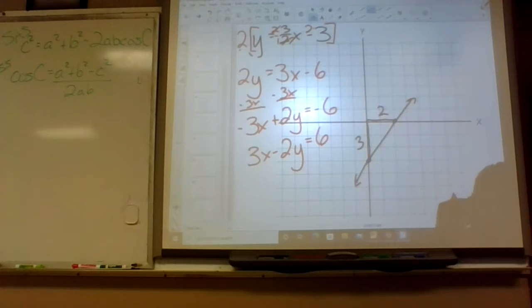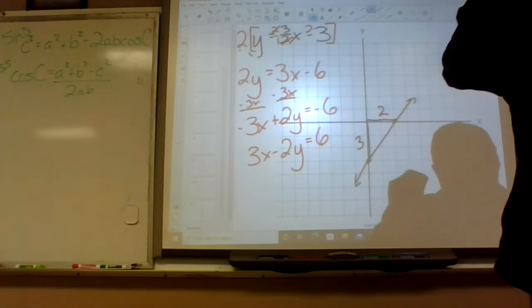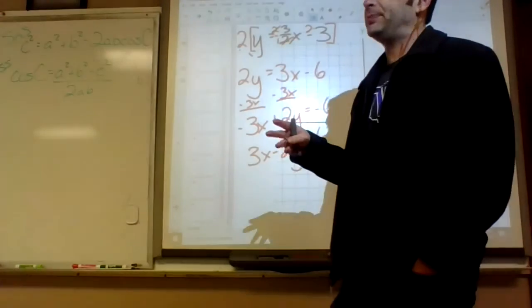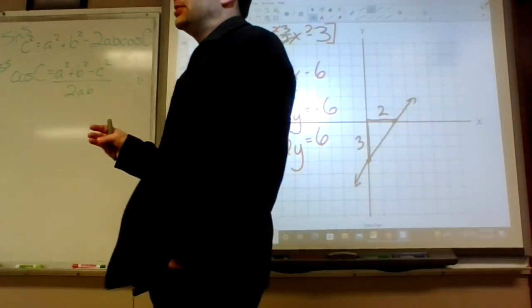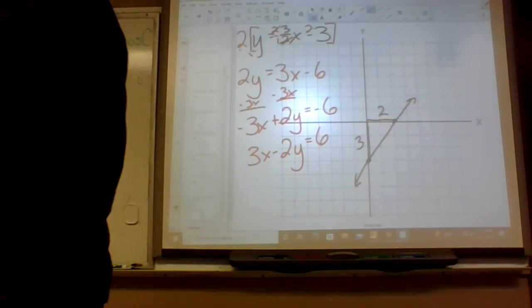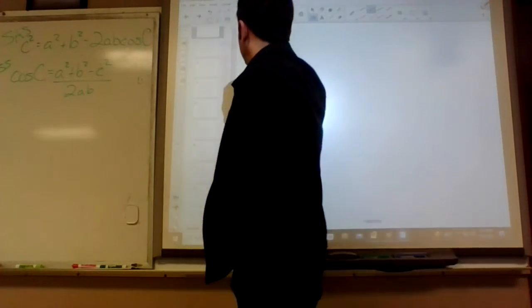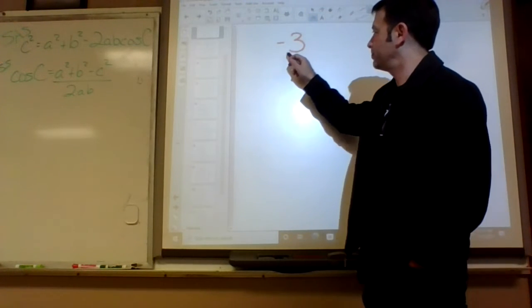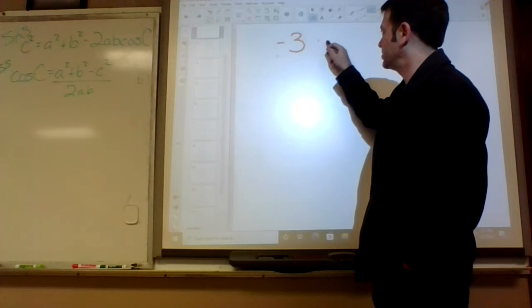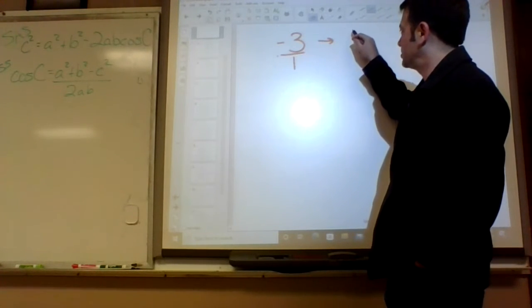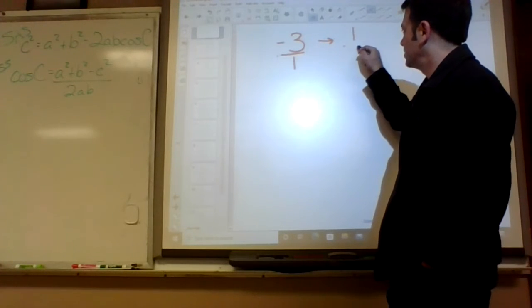All right, 33 says state the negative reciprocals of. Negative reciprocal means opposite reciprocal, which is like the slopes on perpendicular lines. You know what I'm saying? So if one number is -3, what would the perpendicular line slope be? -3 or -3/1 turns into +1/3.